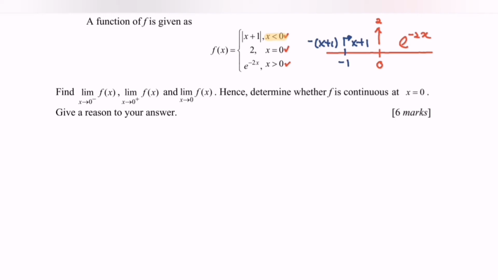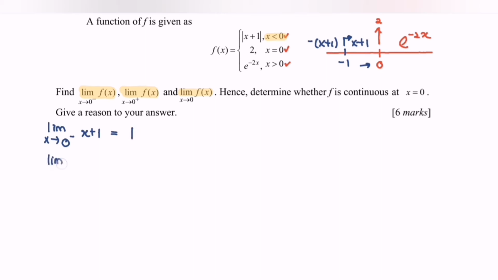Question number 1. Find the limit when x approaches 0 from the left, followed by the limit when x approaches 0 from the right, and then find the limit when x approaches 0. By referring to the number line, for x approaching 0 from the left, our function will be x plus 1. By substituting the value 0, our answer will be approaching 1.